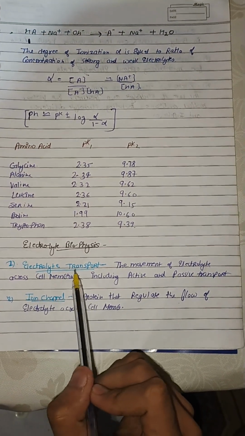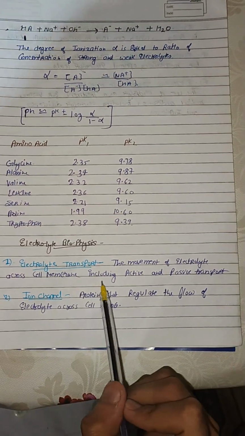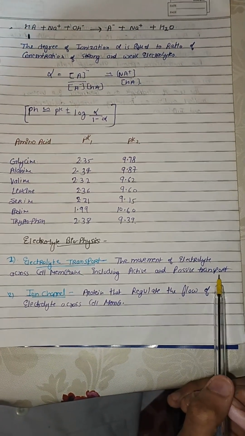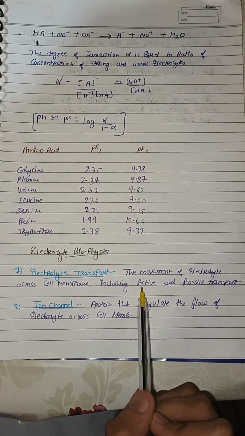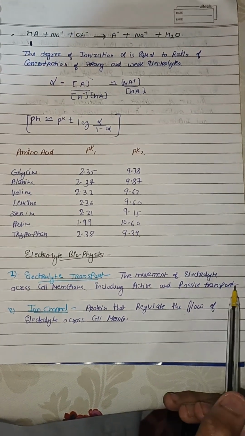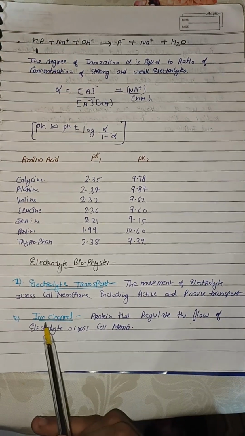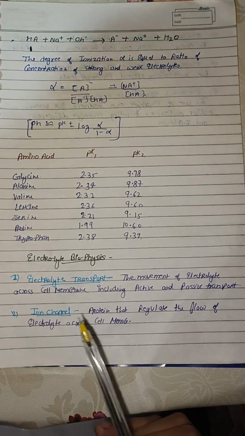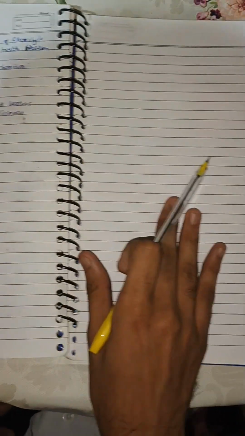Some important topics in electrolyte biophysics. Electrolyte transport: the movement of electrolytes across the cell membrane, including active or passive transport. Passive transport goes along the gradient, and active transport goes against the concentration gradient. Active transport needs energy, ATP, whereas passive transport does not need energy or ATP. Second is the ion channel, like the sodium-potassium channel and sodium-potassium pump. These are some channels or pumps.